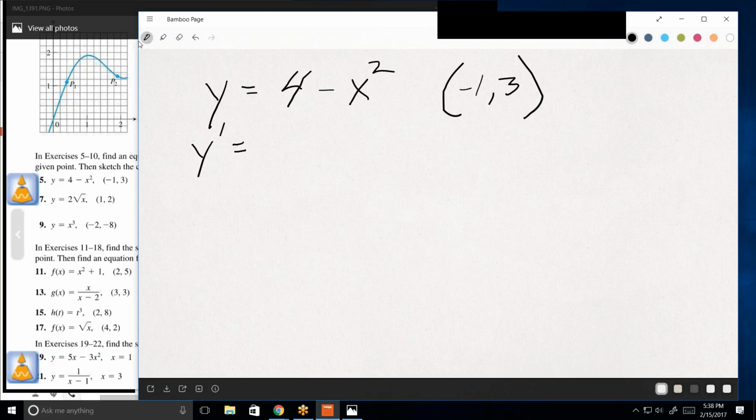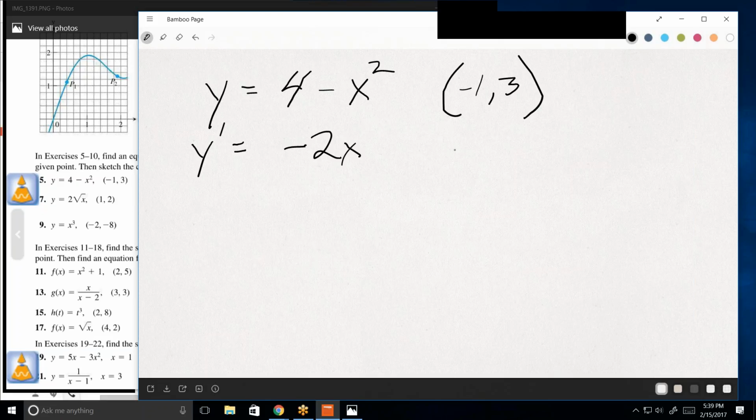But instantaneous rate of change is a whole different story, because now the rise is 0 and the run is 0. So you end up with 0 over 0. How do you figure out the slope of that? Well, we're going to do it right now. So the derivative of 4 is 0. I can do these one term at a time. The derivative of this is minus 2x.